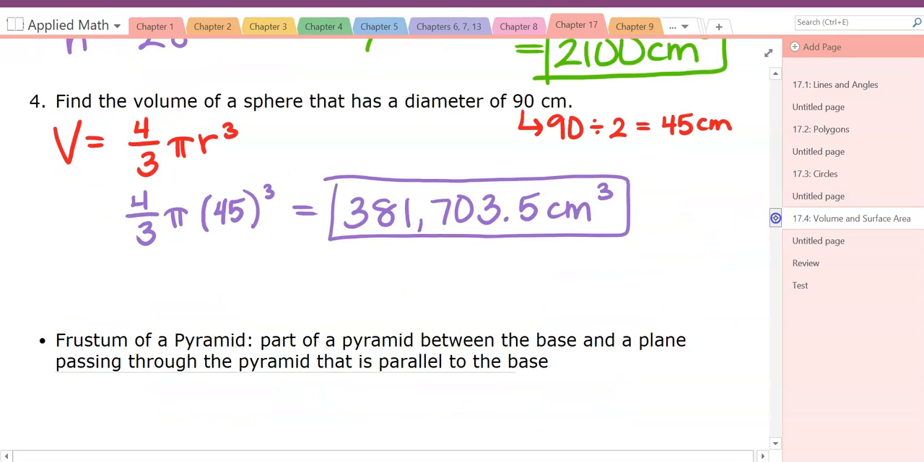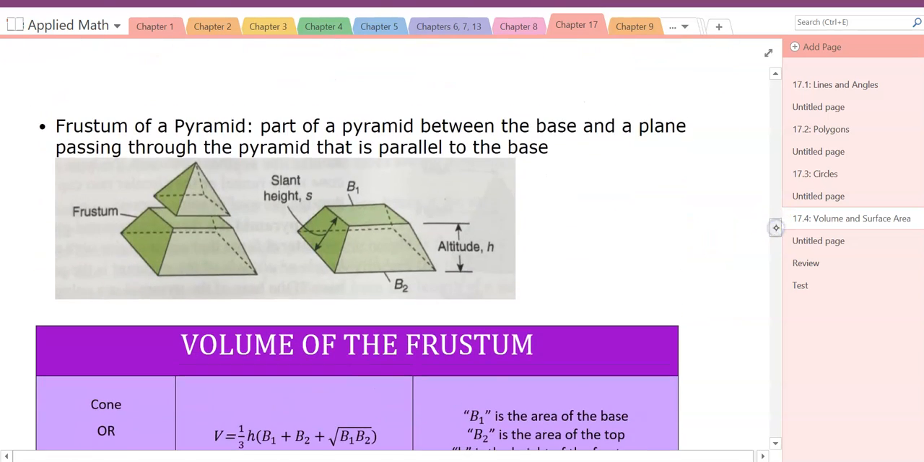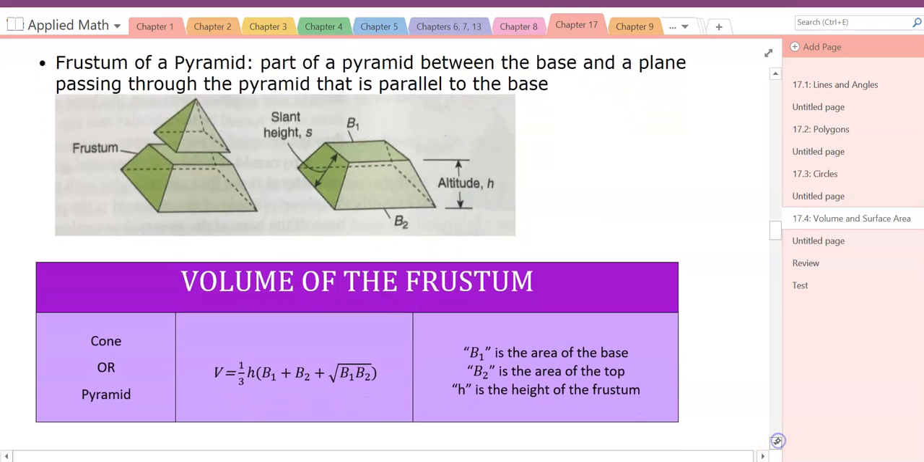All right, underneath that, I've got something called the frustum of a pyramid, which is basically when you have a pyramid and you cut off the top portion, so you almost get a three-dimensional trapezoid type shape. So what we're talking about is finding the volume of that space. It's the part of the pyramid between the base and a plane passing through the pyramid that's parallel to the base. So it's just cutting off the top of the pyramid, and you're trying to find the volume of that bottom space.